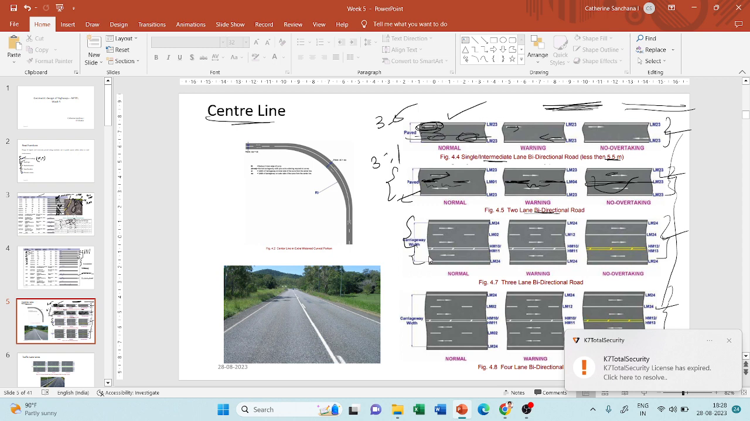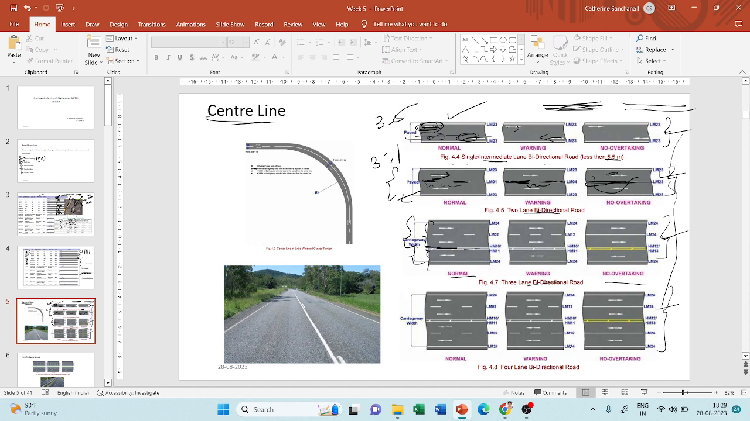So it will be at the point where this traffic is separated from this traffic, right? Now, that is what this three lane bidirectional signifies, okay. So here, this also conveys the same meaning as normal, warning, and no overtaking, okay. So this is for three lane bidirectional. Now moving on to four lane bidirectional, it is the same, it serves the same purpose, okay. It conveys the same meaning.